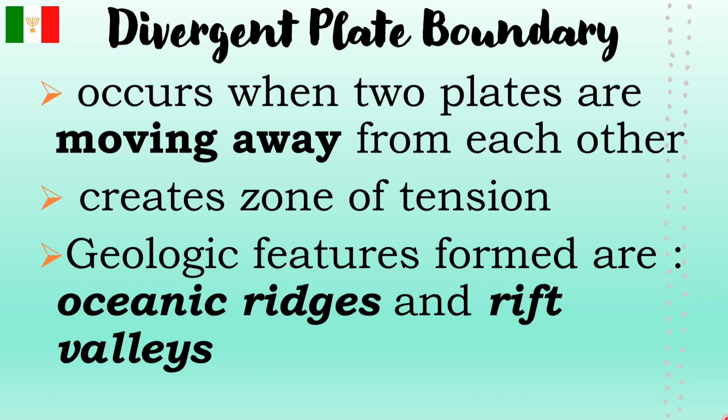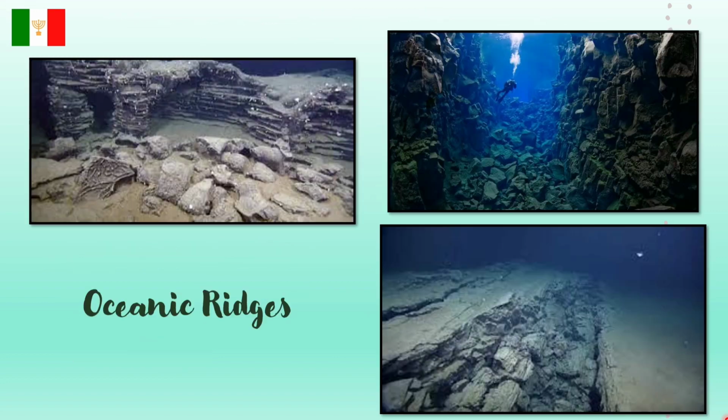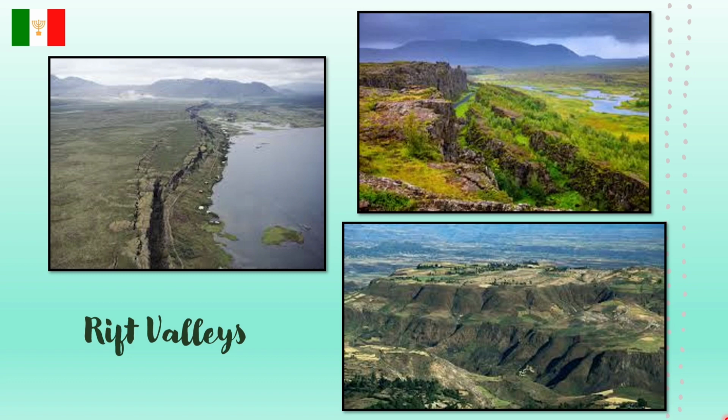Pakitandaan din natin that divergent plate boundary occurs when 2 plates are moving away from each other, and it creates a zone of tension. So, what are the geologic features formed? So, we have oceanic ridges and rift valleys.